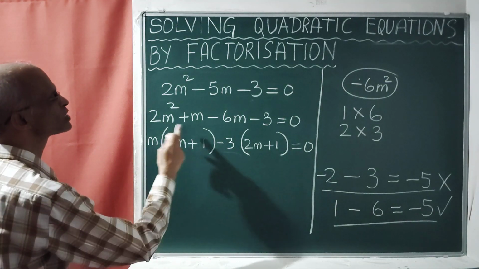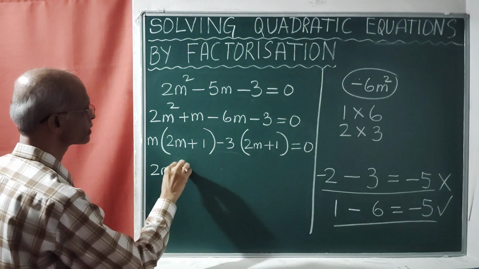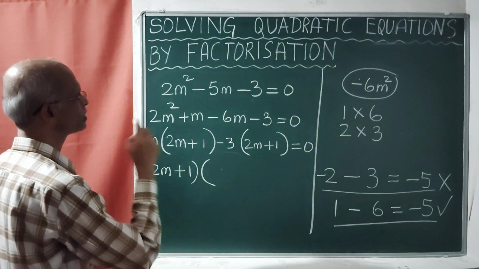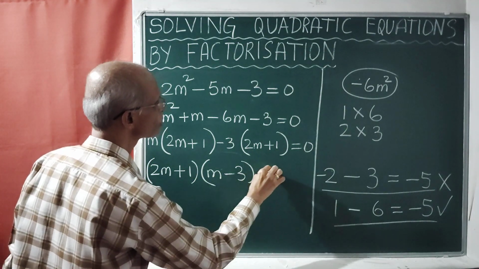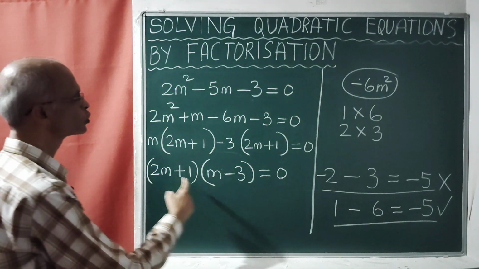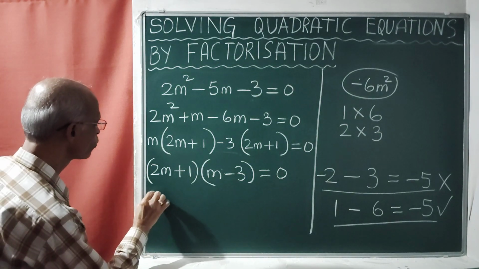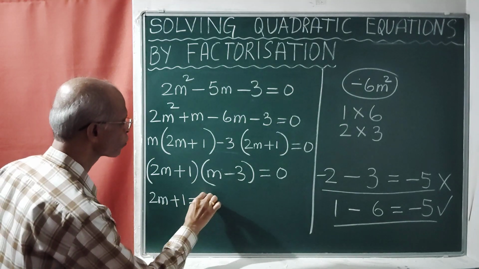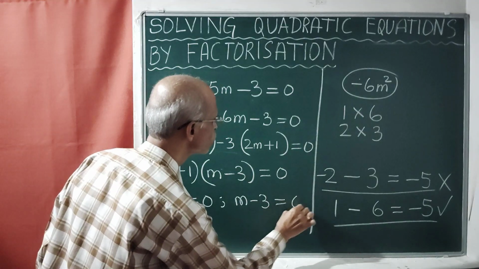Now 2m plus 1 is common. Take it outside, 2m plus 1. So what is left here? m minus 3 is equal to 0. Now for this equation I have got two factors. I will equate each factor to 0. 2m plus 1 is equal to 0, m minus 3 is equal to 0.